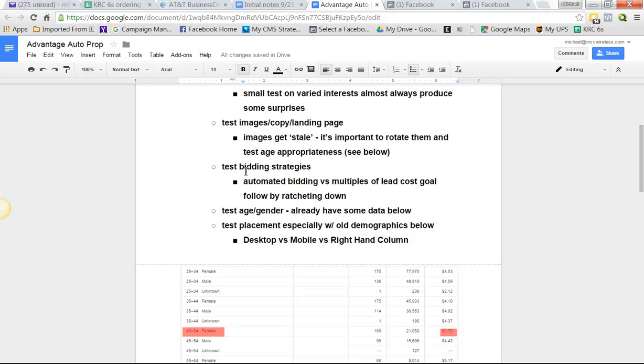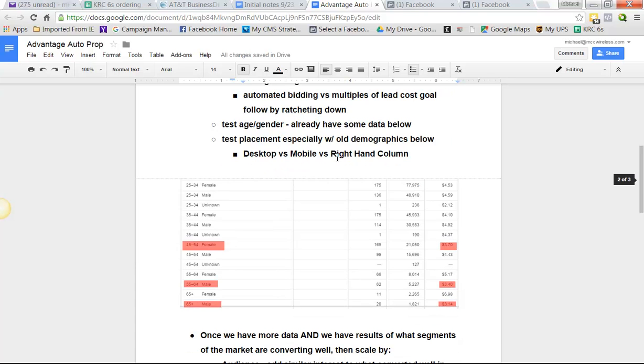The other thing we want to test is bidding strategies. So what I noticed is you guys were on automated bidding, which is a decent way to go, but we found some good results by bidding at multiples of the lead cost goal. So if it's $4, bid at 4, bid at 8, bid at 12, and then follow that by ratcheting it down. And what I'm talking about takes constant monitoring. There's a lot of having someone in there who's watching everything and seeing how it's going, so that we can keep the cost down and really see what segments are going to work best for you.